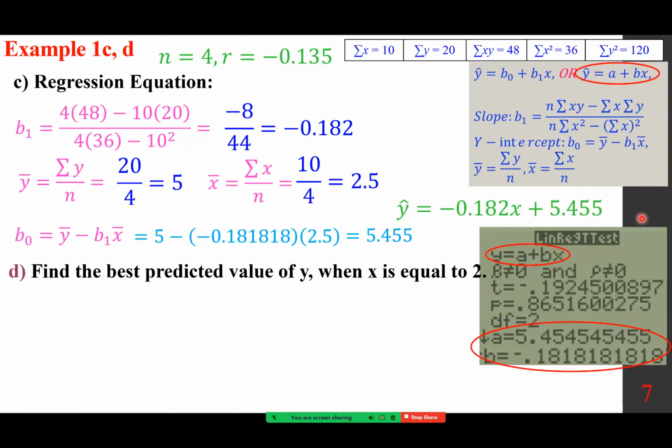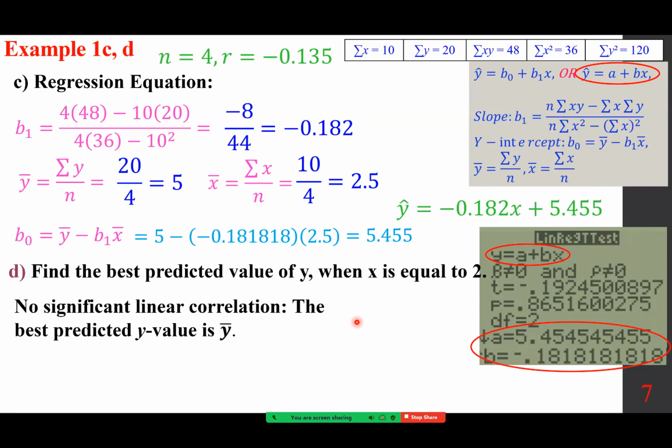Find the best predicted value of y when x is equal to 2. In general, you look at the correlation. If there is a correlation, you plug into this. You replace the x with 2. If it's not, so no significant linear correlation, the best predicted y value is y bar. That's what we do.